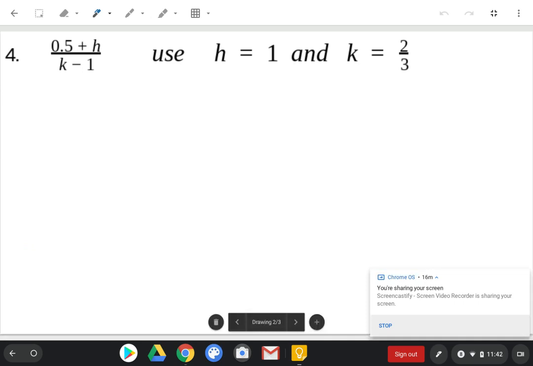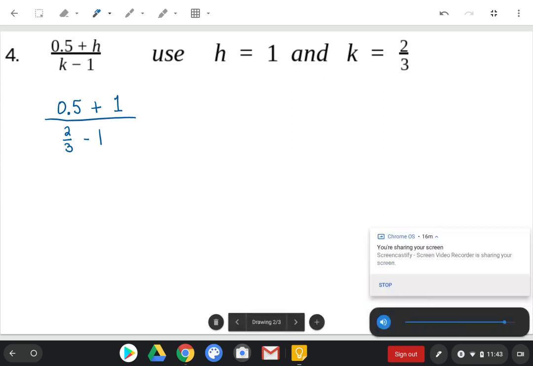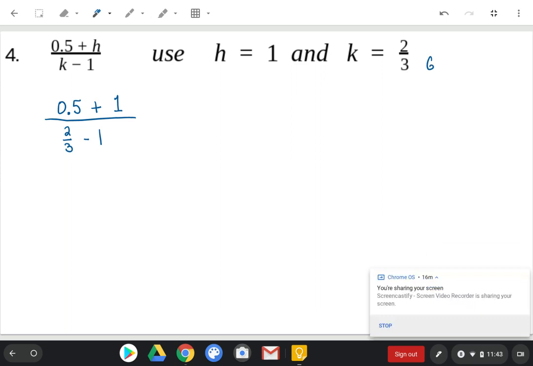So the first thing we are going to do is to replace the variables with numerical values. So that would give me 0.5 plus h, and h is equal to 1. All of that is over or divided by k, which is 2/3, minus 1. Okay, so now we are ready to think about GEMDAS.